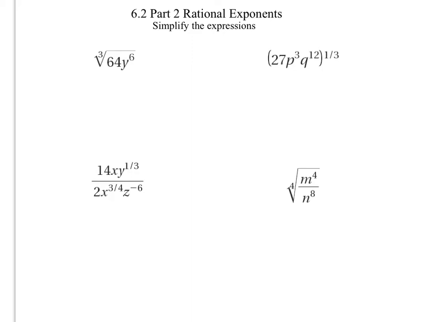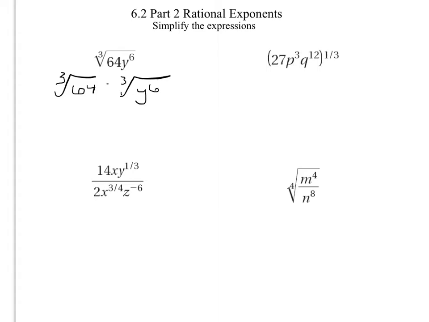Hi folks, today we're going to be continuing simplifying rational exponents. Now, in this first problem right here, we have the cube root of 64y to the sixth. So there's two different entities underneath this root, so we need to just go ahead and begin by breaking it apart. So we have the cube root of 64, and we also have the cube root of y to the sixth. Now, we're going to work each problem independently.